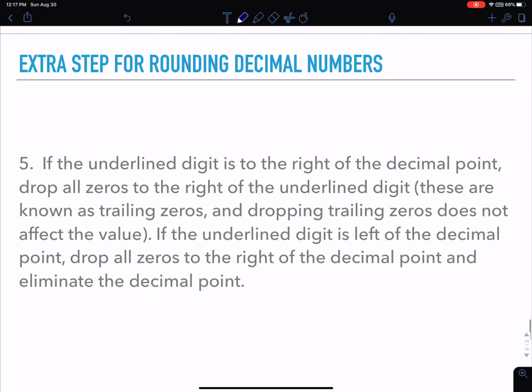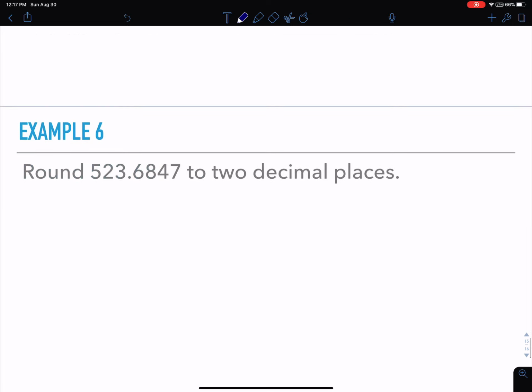There's an extra step for rounding decimal numbers. If the underlined digit is to the right of the decimal point, you drop all zeros to the right of the underlined digit, which are called trailing zeros. It does not affect the value. If the underlined digit is to the left, then you're going to drop all digits to the right of the decimal point and eliminate the decimal point.